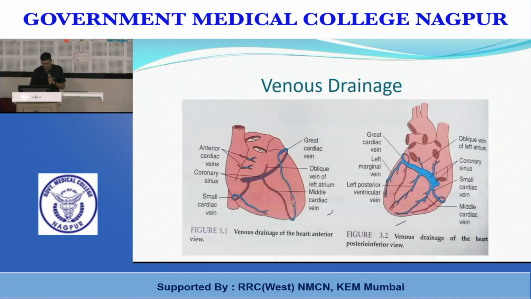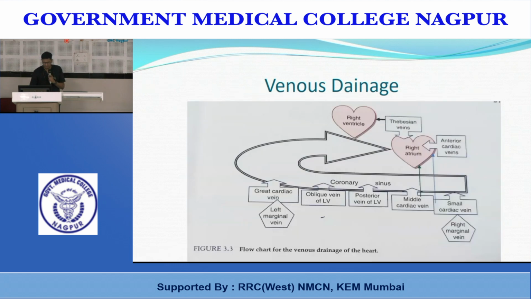Then again venous drainage. Venous drainage is again important. 60% of the venous blood in the heart is drained by the coronary sinus, while 40% is drained by the anterior cardiac vein and Thebesian veins. The coronary sinus has many tributaries: small cardiac vein, middle cardiac vein, posterior vein of LV, oblique vein of LV, great cardiac vein. The clinical importance is in echo, sometimes in the plax view, if you see the coronary sinus is dilated, it is a telltale sign that the adult patient might be in failure.